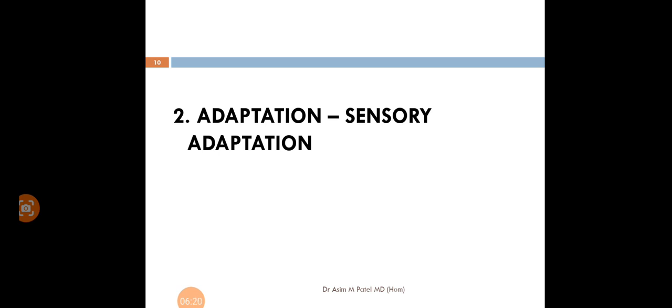Second one is adaptation, also called sensory adaptation. When a receptor is given a stimulus of constant strength, and you stimulate that receptor continuously with the same strength of stimulus, it will give a response for some time. After some time, as you continue the stimulus, the response goes on decreasing. So this is known as adaptation.